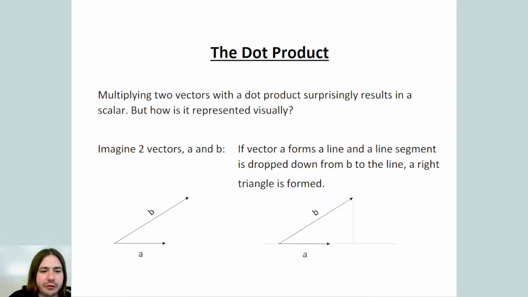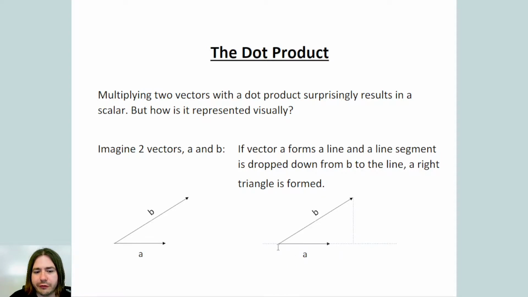So let's say you have two vectors, A and B, shown here. If the vector forms a line, like A, and a line segment is dropped down from B to that line, you form a right triangle here. And when you multiply two vectors with a dot product, essentially what you're doing is you're multiplying this distance right here by this distance right here.